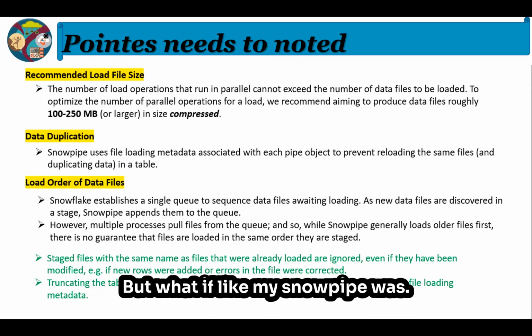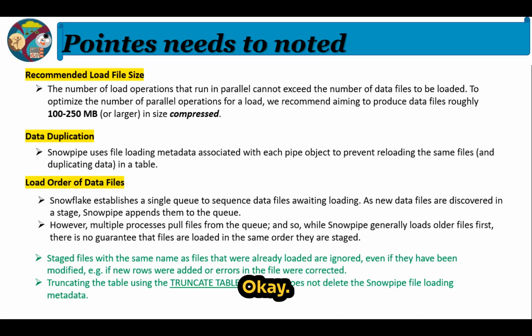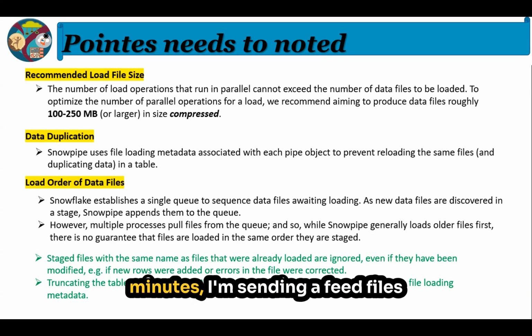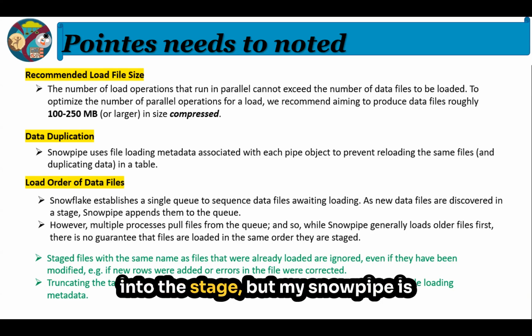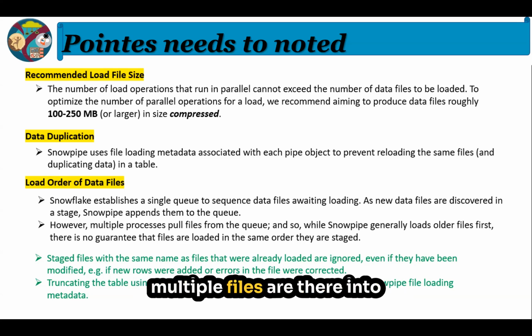But what if, due to some problem, my Snowpipe got stopped for the last 1 hour? Every 5 or 10 minutes I'm sending feed files into the stage, but my Snowpipe has not been triggered for the last 1 hour. By the time I realize it, there are multiple files in that particular staging area.